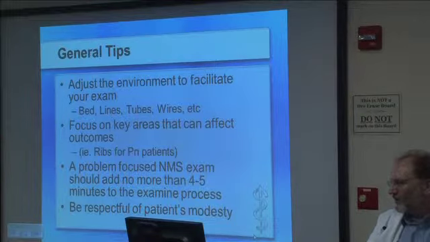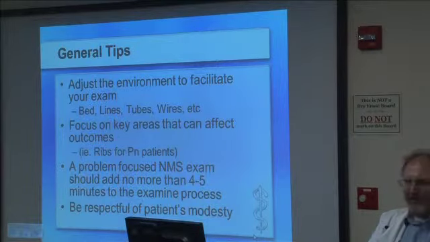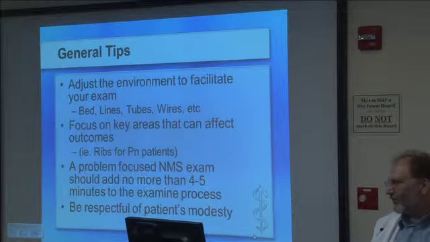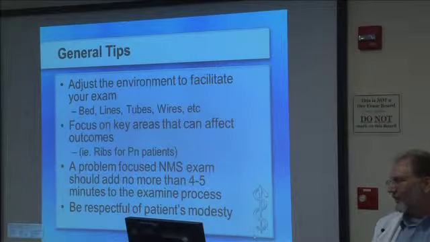All right, so adjust the environment. We have really good new beds here. I don't think we have any of the old beds anymore. Do we? Remember the beds that we had you train on in second year? I'm pretty sure we got rid of most of those. It's really nice. They all have push buttons. They all come up. So there should be no reason why you are down on your knees, hurting your knees or hurting your back. Get that bed up.